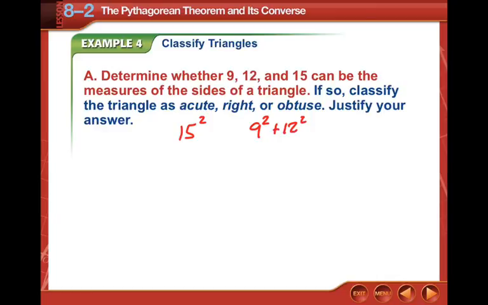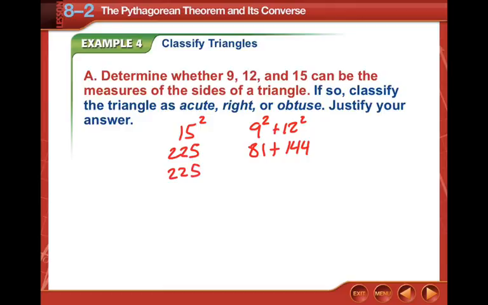15 squared, by the way, I suggest you memorize the squares. You already have hopefully up till 12. Go ahead and memorize up till 20, at least just the squares. So you got 13, 14, 15, 16, 17, 18, 19, and 20 squared memorized. 15 squared is 225. 9 squared is 81. And 12 squared is 144. Notice I'm leaving a blank here. There's a reason for that. I'll show you in a minute.